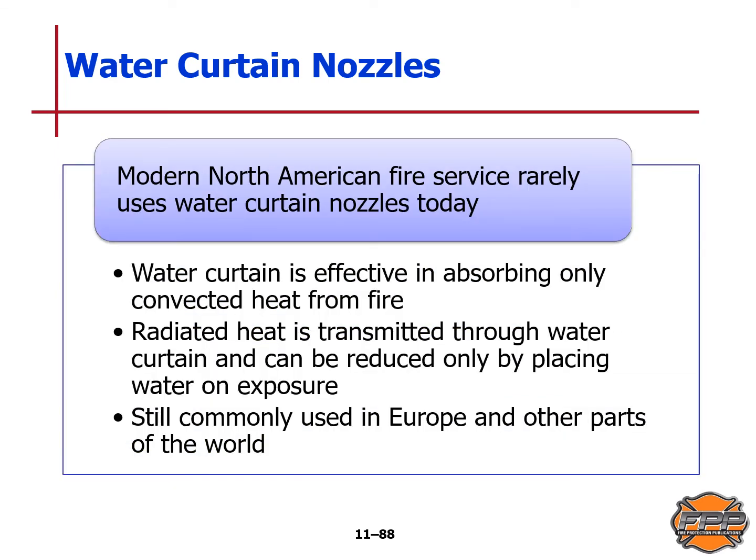Modern North American fire service rarely uses water curtain nozzles today. The water curtain is effective in absorbing only convected heat from a fire. Radiated heat is transmitted through the water curtain and can be reduced only by placing water on the exposure itself. They're still commonly used in Europe and other parts of the world, however.